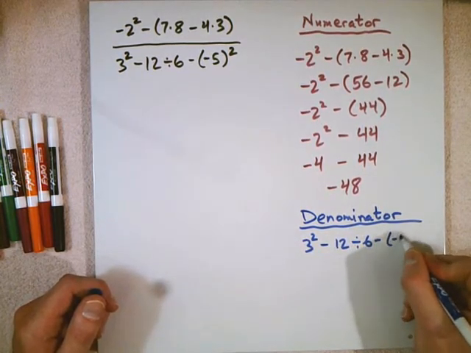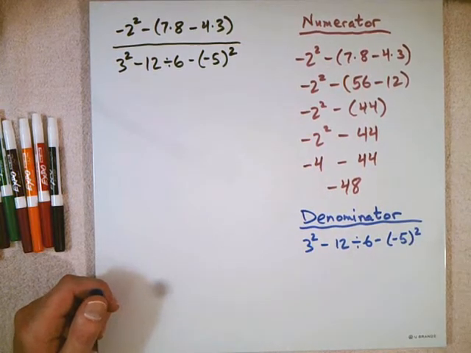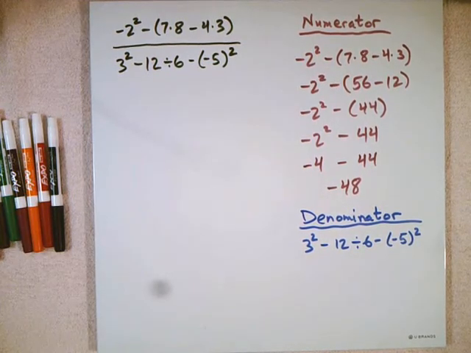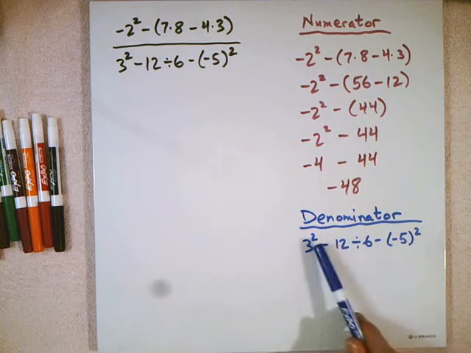Alright, so how do we tackle this? Well, take a look. It's like grouping symbols here, but really there's nothing to do inside there. The negative 5 is just sitting there. So what's the next level, or the next priority? Squares, right? You want to deal with those squares. So this 3 squared is a 9.